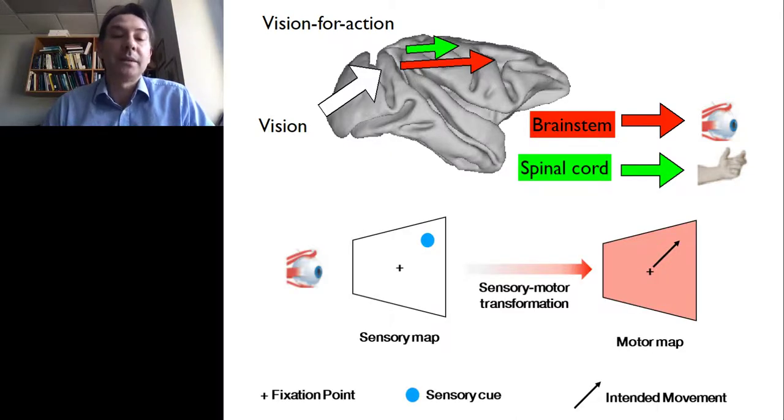Conceptually, the way we analyze these computations is in terms of sensory and motor maps. We think of the eyes as seeing the world around us and the sensory cues in that world. And when those cues are to instruct actions, then we need to transform those sensory cues into motor commands or intended movements. And so the transformation that we're interested in goes from the sensory map to the motor map. And in the case of an eye movement, we can think of this quite literally as the map of the world where there are stimuli in it, and then the need to move the eyes to acquire those stimuli.